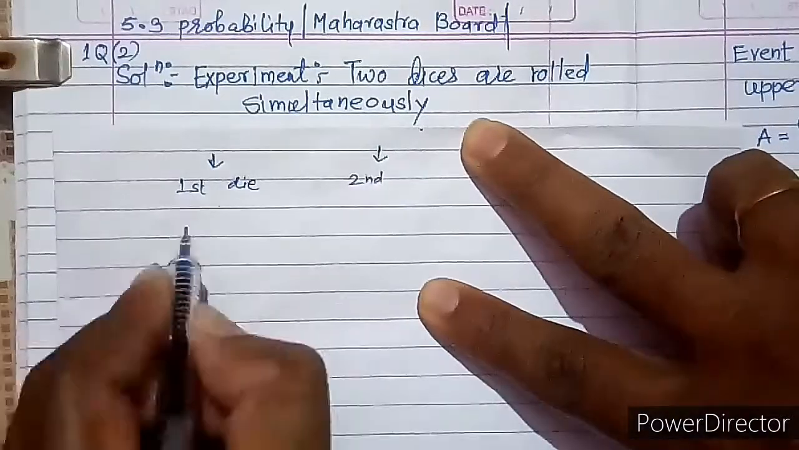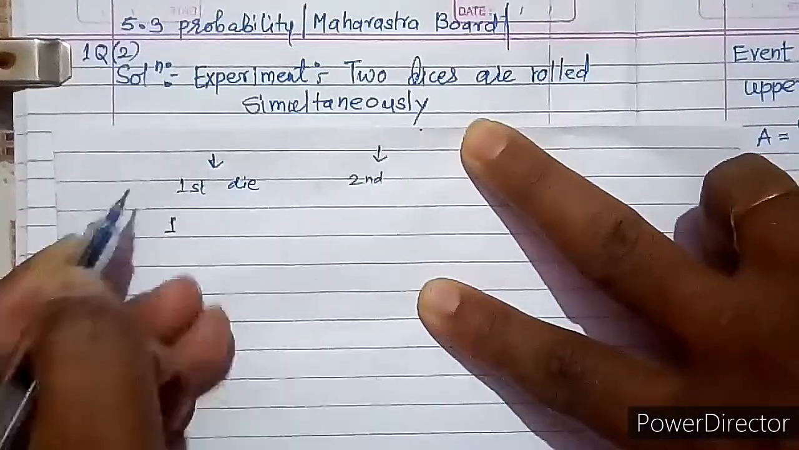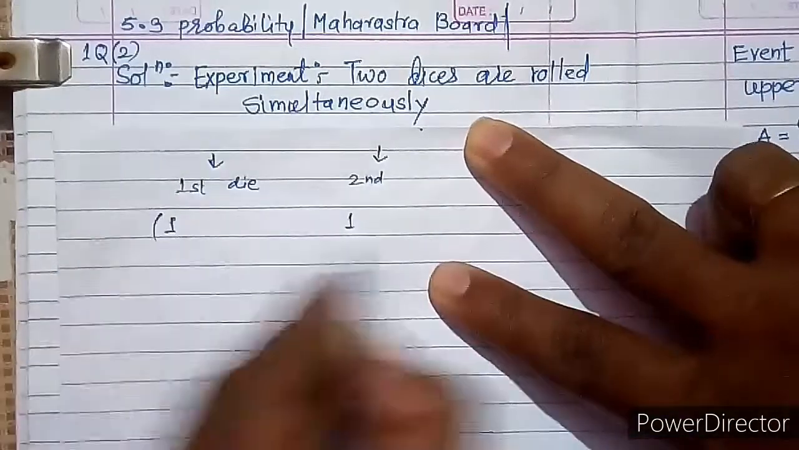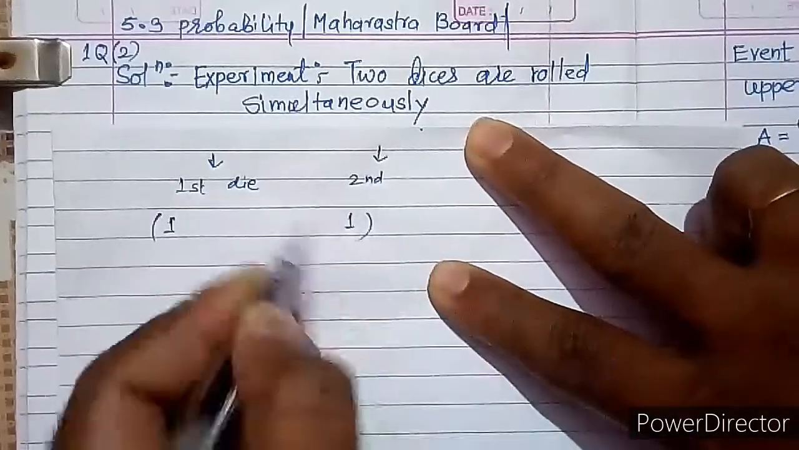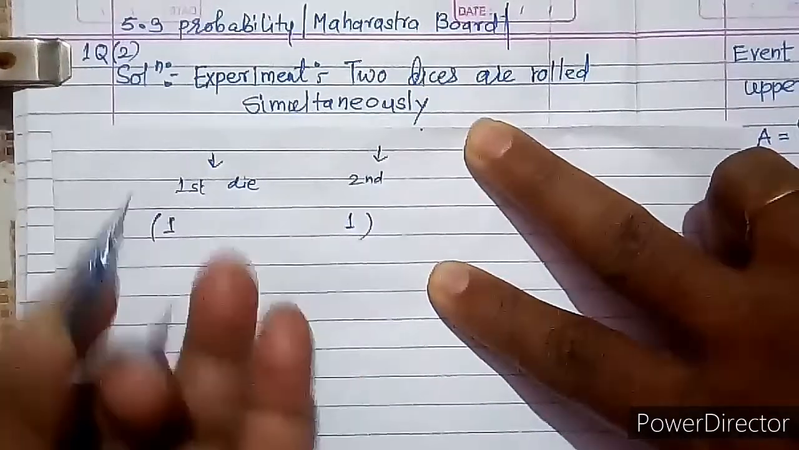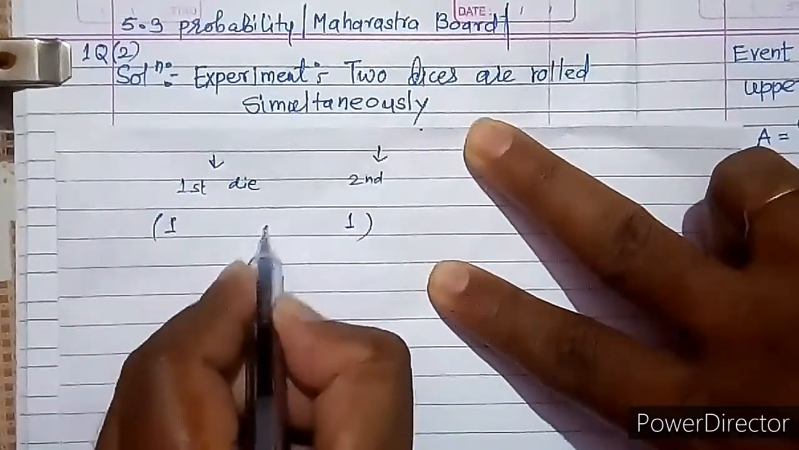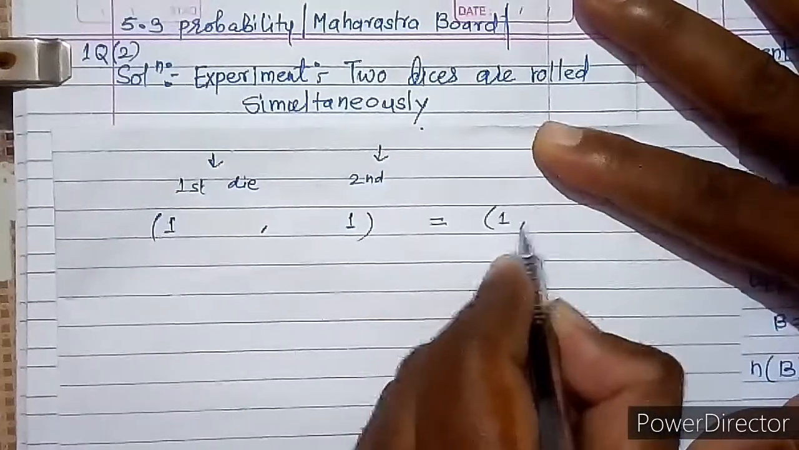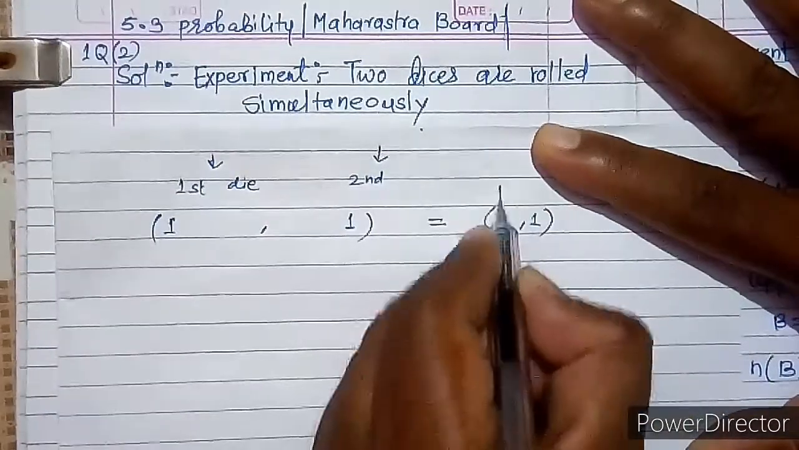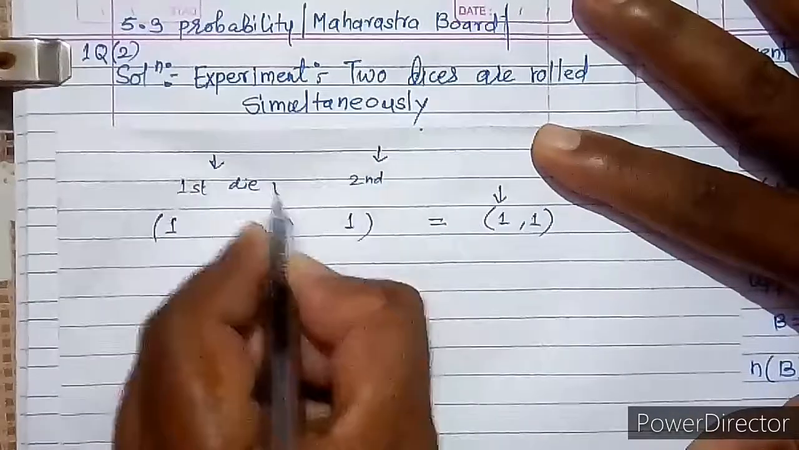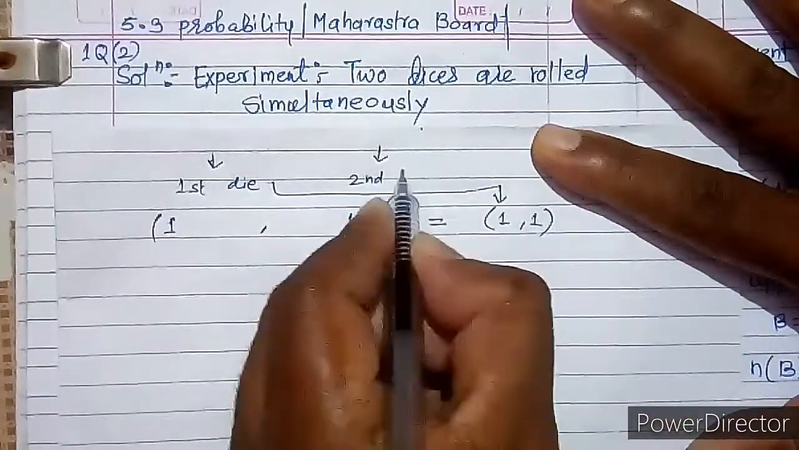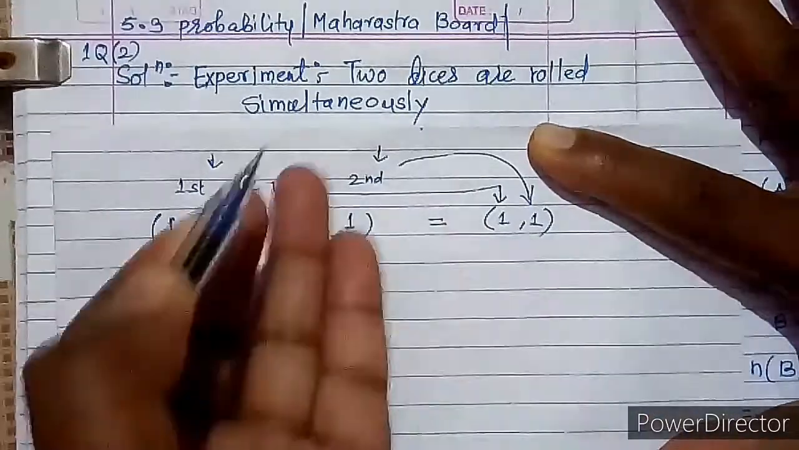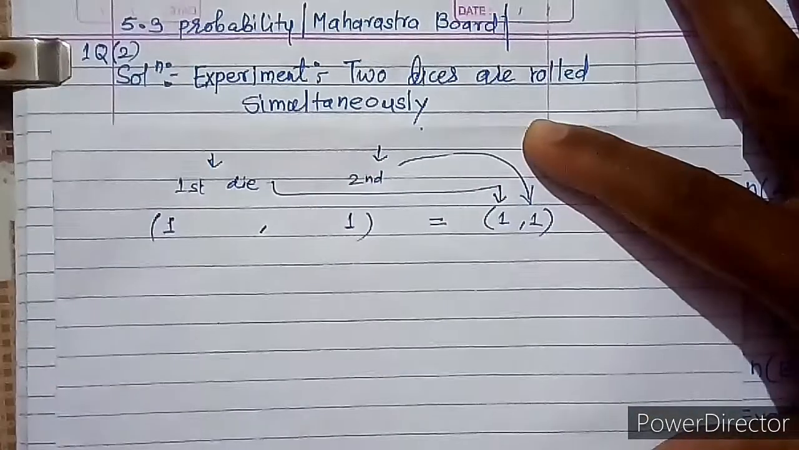If the outcome is 1 in the first die and the outcome is 1 in the second die, then the 2 dice are rolled simultaneously. This means we have to collect this result, and the result is 1, 1. This is the outcome of the first die and this is the outcome of the second die. In such a manner we have to roll the dice and take the various results.